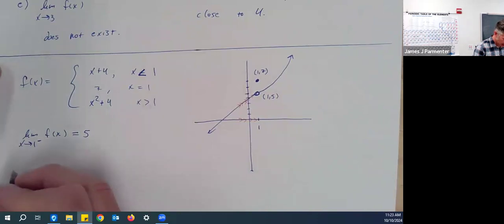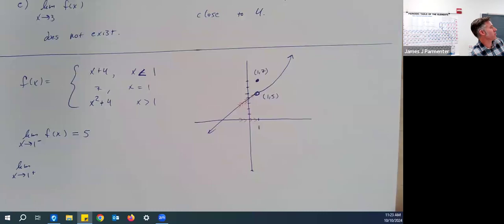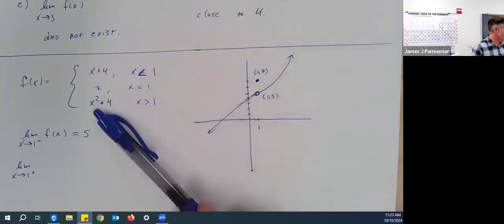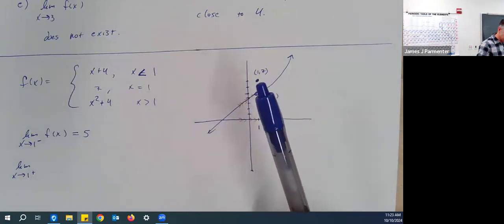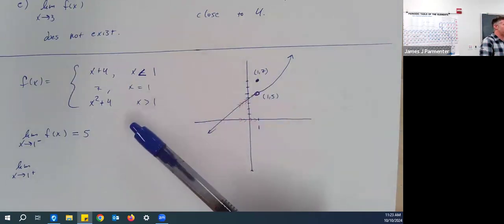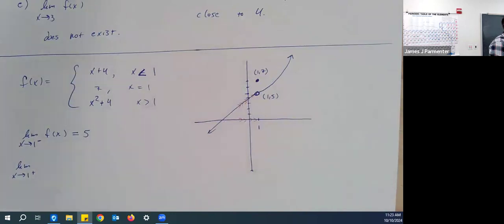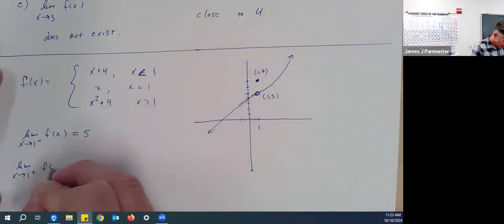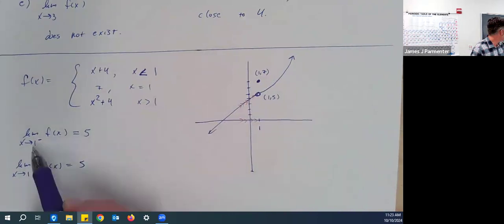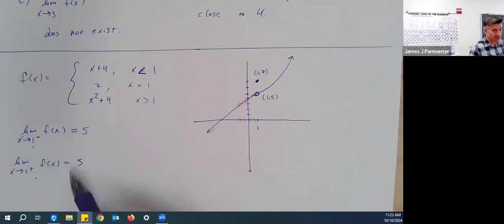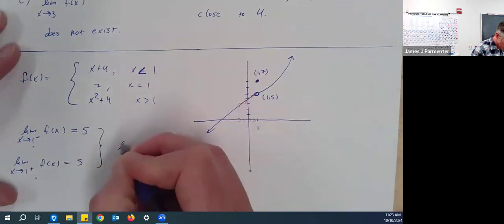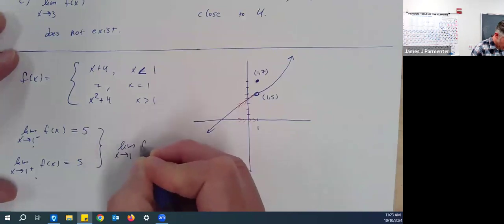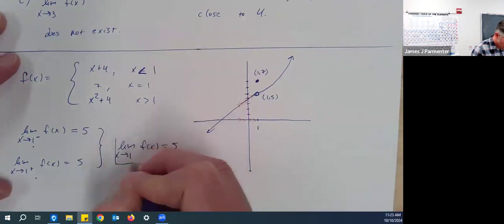On the right-hand side, same deal. As x approaches 1 from the right, so if x was like 1.0000001, if you square that, it's even closer to 1, right? 1.0001 squared is like 1 point, lots of zeros, 1. Plus 4 is 5 point, lots of zeros, 1. So it's really close to 5 again. And like I said before, if the left-hand limit and the right-hand limit are the same, that means the double-sided limit is also that. So this tells us that the limit as x approaches 1 of f of x is indeed equal to 5.